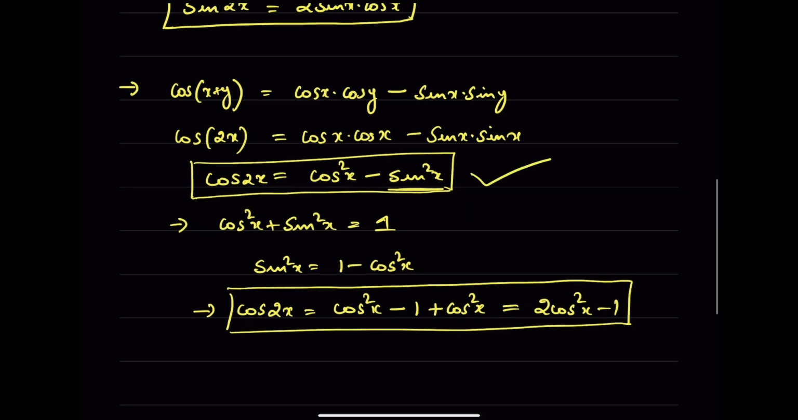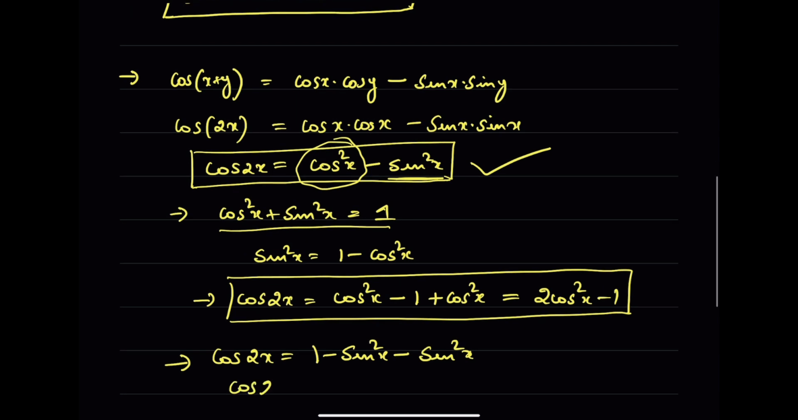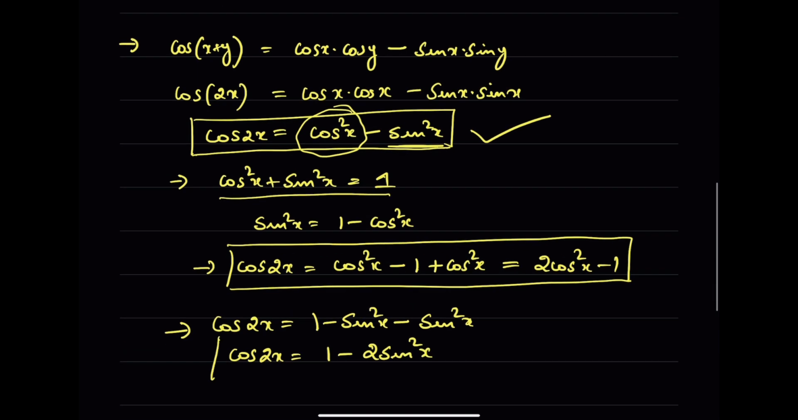Now in this formula, let's replace cos square x with 1 minus sin square x using the trigonometric identity. In that case, cos 2x is 1 minus sin square x minus sin square x. We just replaced cos square x with 1 minus sin square x. So cos 2x is 1 minus 2 sin square x. So this is another format, or another formula, of cos 2x.